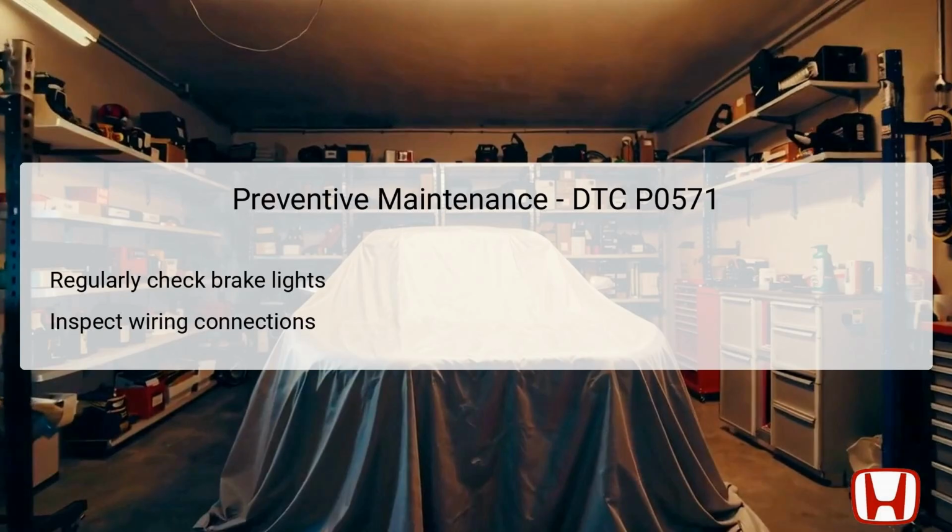To minimize the likelihood of encountering DTC P0571 again, it's essential to engage in preventive maintenance practices. Regularly checking the functionality of brake lights can catch issues before they escalate into faults triggering error codes. Keeping an eye on wiring connections related to the brake pedal position switch can also prevent potential electrical problems due to wear and tear over time.